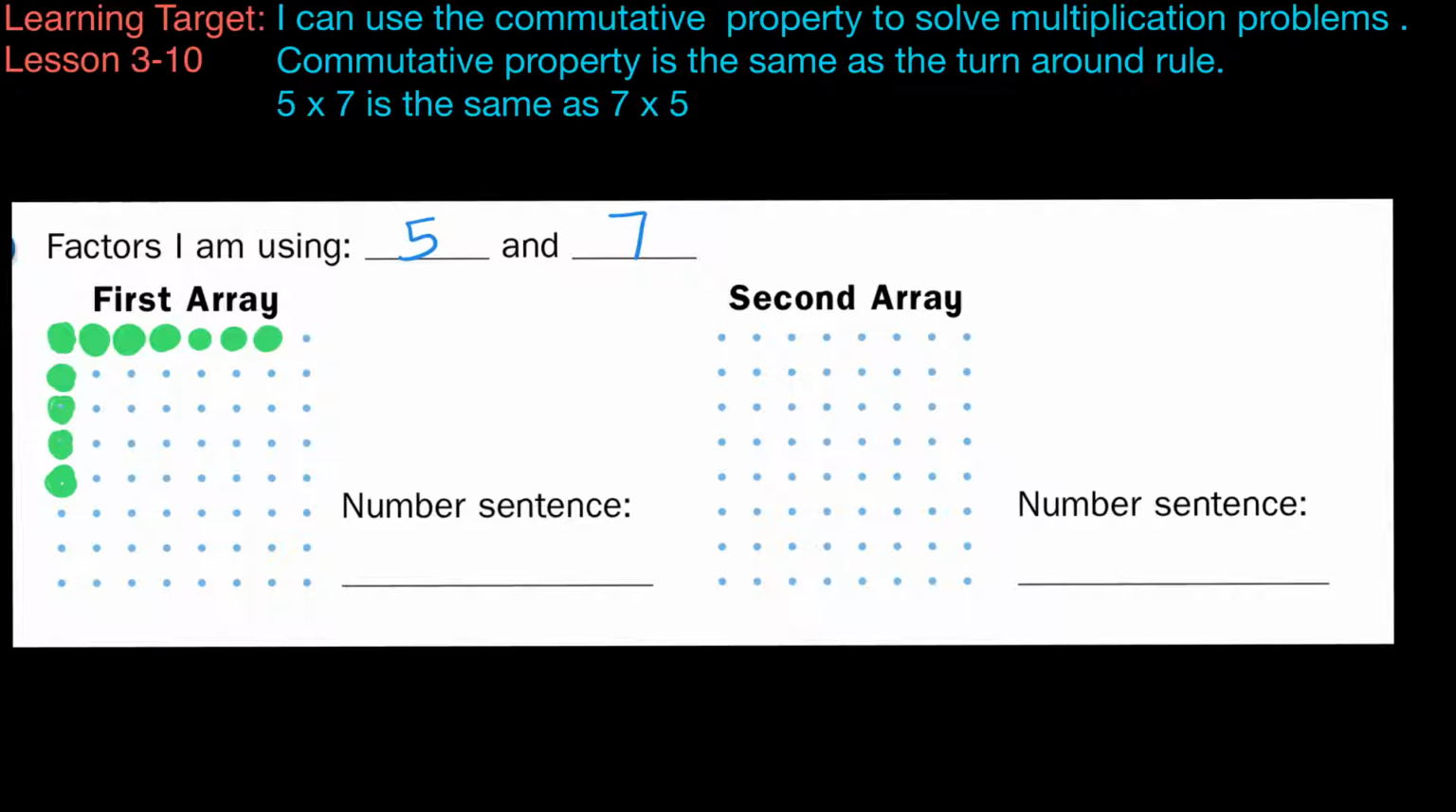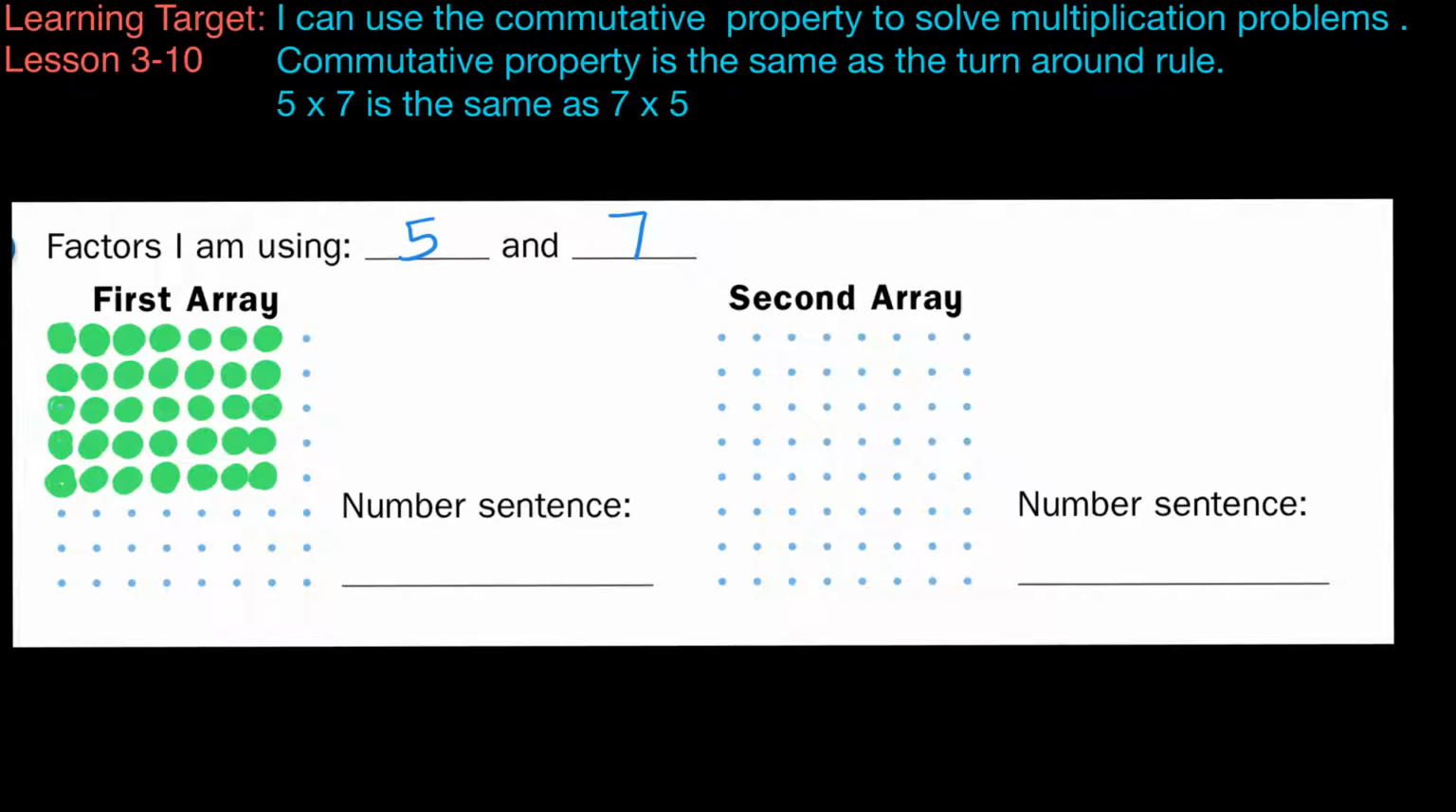Then I move on to my next row. 1, 2, 3, 4, 5, 6, 7. I continue the same way for each of the remaining rows until all 5 rows have 7.